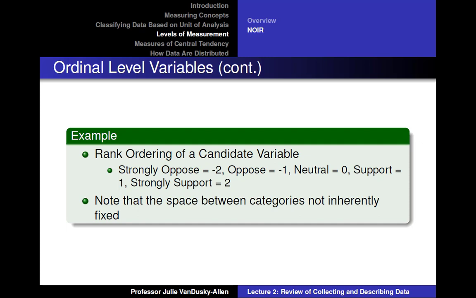As you can see, the least support has the lowest value, -2, and as a respondent's support increases, the values go up by 1. However, note that while there's inherent order in this data, the spaces between the categories are not inherently fixed. A survey respondent may feel that there's a huge difference between strongly oppose and oppose, but a small difference between oppose and neutral.